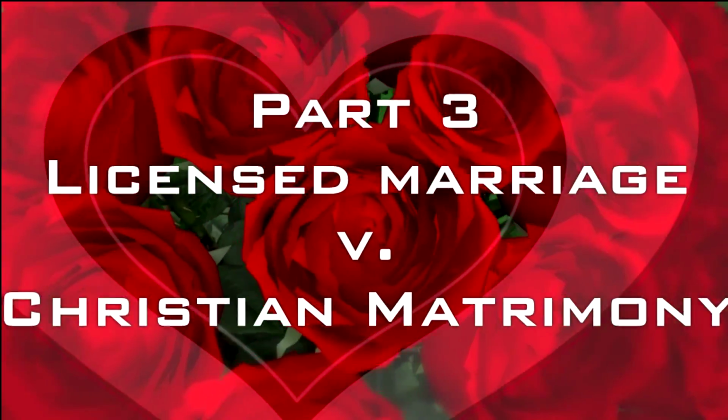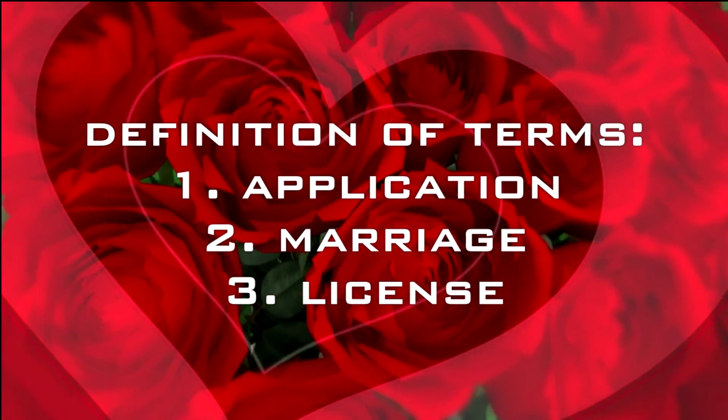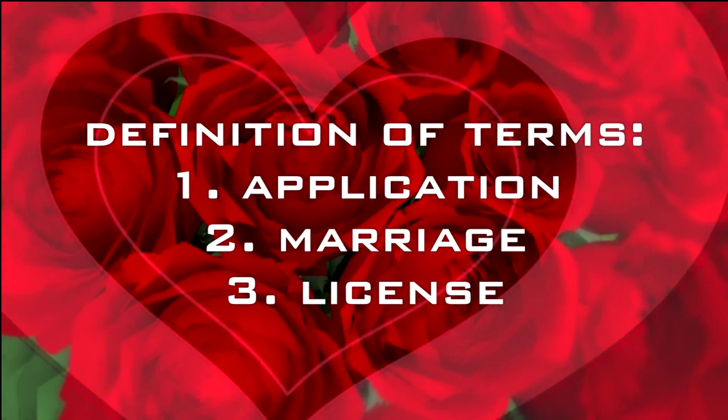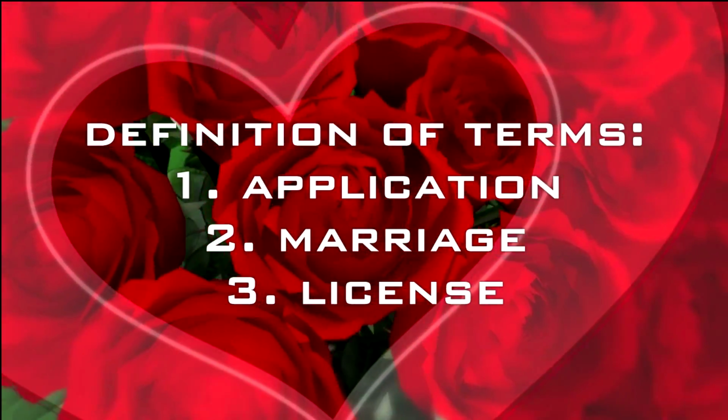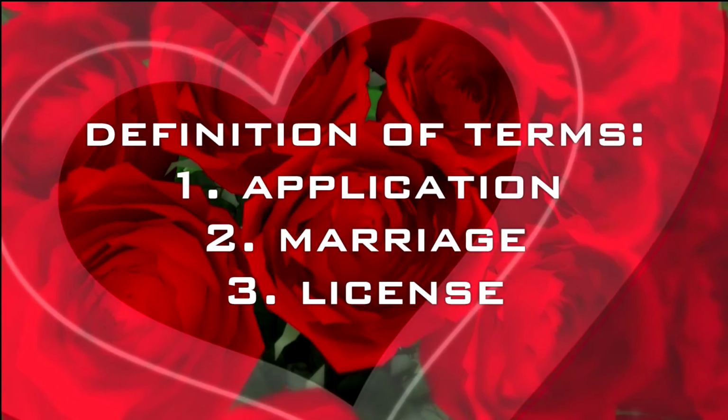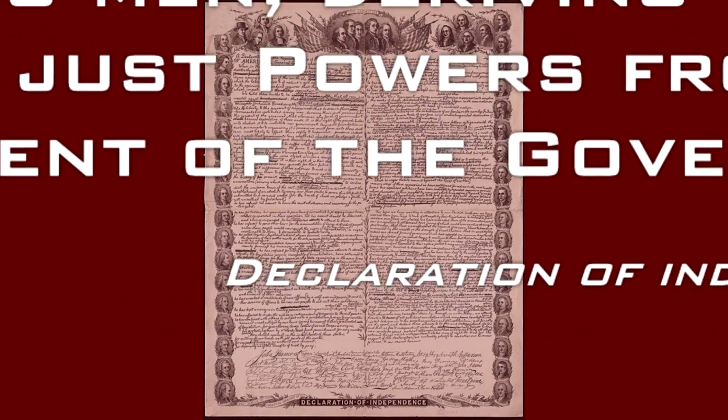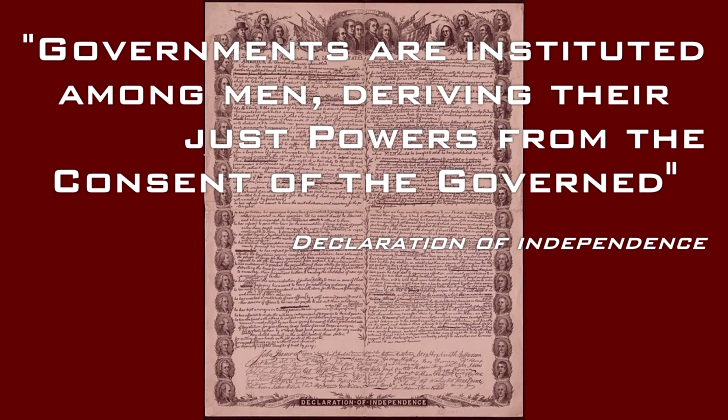In this episode, we're going to define the 3 terms: application, marriage, and license, because each one of those things has significant legal effects in your life. So, let's get started. How does the government get jurisdiction over your marriage, your property, and your children? The answer is that they get this jurisdiction because you've consented to it, and that's the first term we're going to deal with, and that's the application.